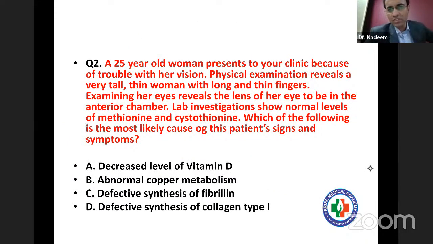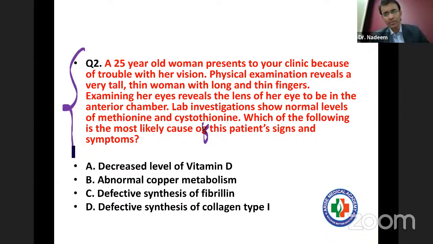A 25-year-old woman presents to your clinic because of trouble with her vision. Physical examination reveals a very tall, thin woman with long and thin fingers. Examining her eyes reveals the lens of her eye to be in the anterior chamber. Lab investigations show normal levels of methionine and cystathionine. Which of the following is the most likely cause of this patient's signs and symptoms? Answer me, please. First of all, you have to diagnose the case. This is basically a medicine question, but I have asked you the options of pathology only. If you understand the pathology, you can solve this. Answer me, please. A, B, C, D.